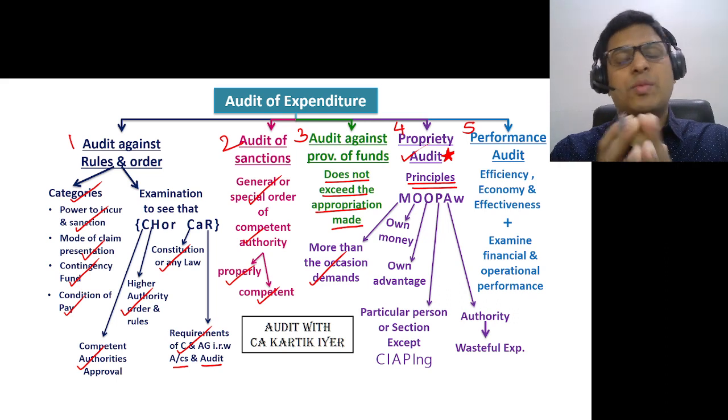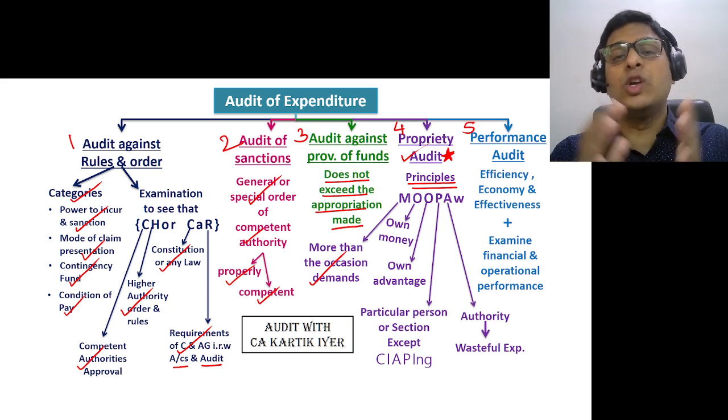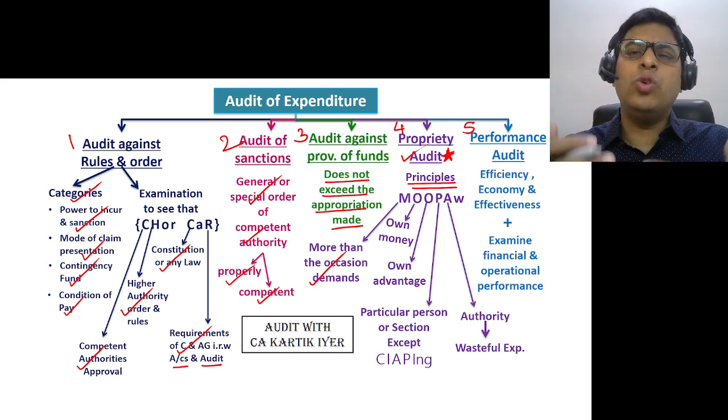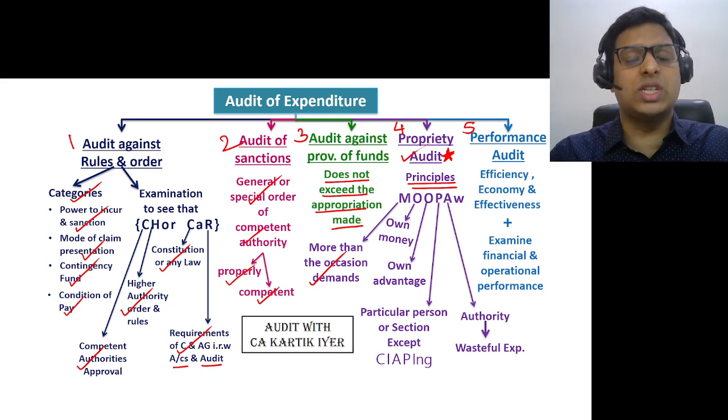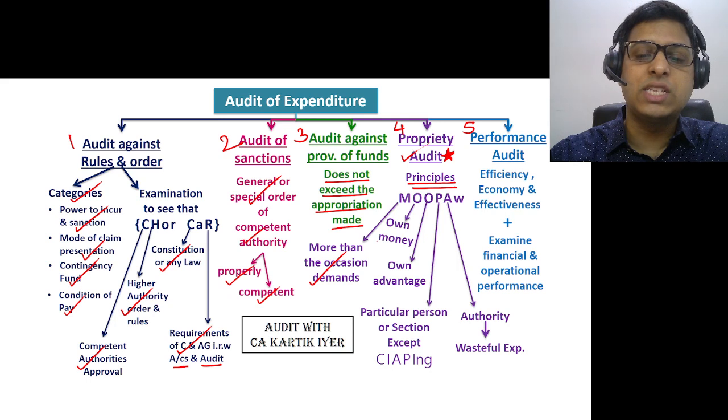Let's say government is conducting a function. For that function, they can get the function done in, let's say, 2 lakh rupees, or they can also get the function done in 2 crore rupees, but the same function. So if it can be done in 2 lakhs, you have to ensure that public money is saved and you should not spend more than the occasion demands. Second, you should treat the money as if it is your own money.